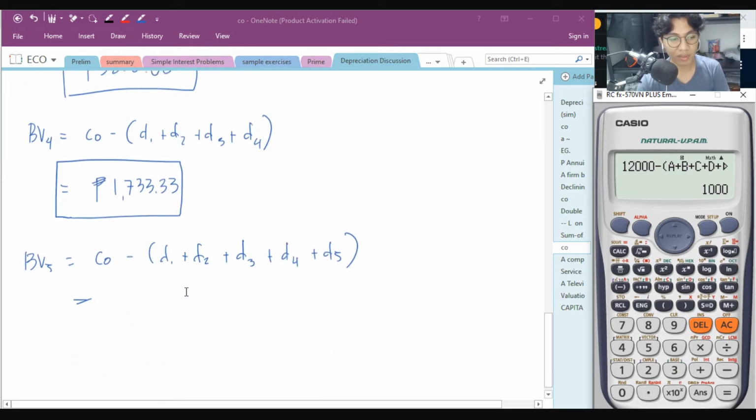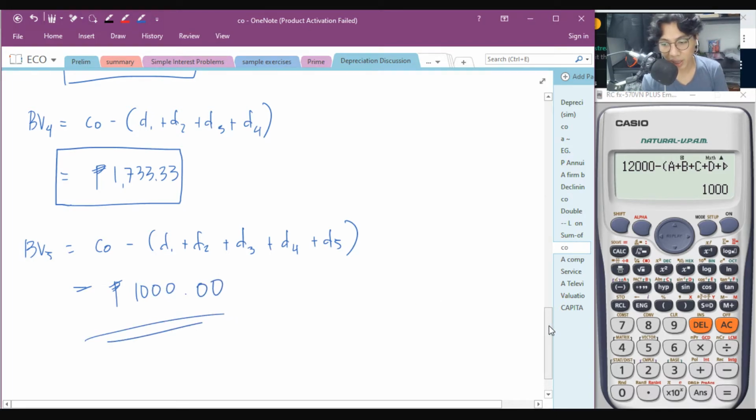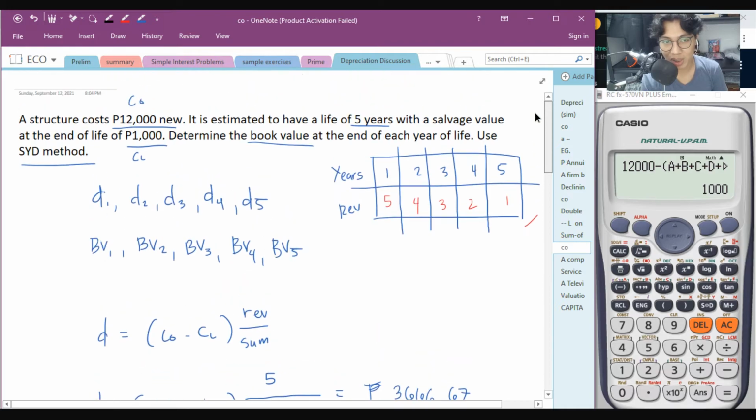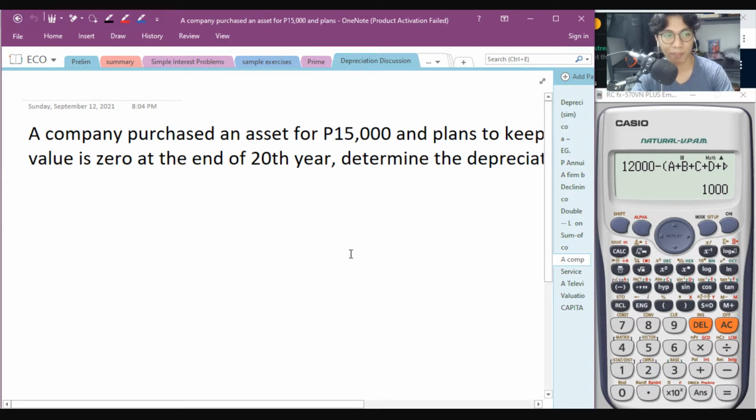So, at the end of the year, let's check its book value: 1,000 pesos at the end of its life. No matter what happens, it's 1,000 pesos. So that's right, end of life. The problem says a life of 5 years, so the 5th year is indeed 1,000. Check. That's all there is to the sum of the years digit. Next one.